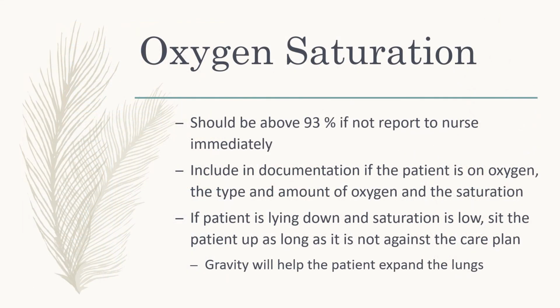Okay, so oxygen saturation should be above 93%. If not, it should be reported immediately. And you want to document if the patient's already on oxygen, and the type and amount of oxygen, and the saturation. If the patient's lying down and the saturation is low, if it's not against the patient's care plan, then you would want to sit them up because gravity may help expand the patient's lungs. However, there are some conditions where you cannot sit the patient up, and it actually would be dangerous for them. So please make sure that you do check the care plan before you do that.